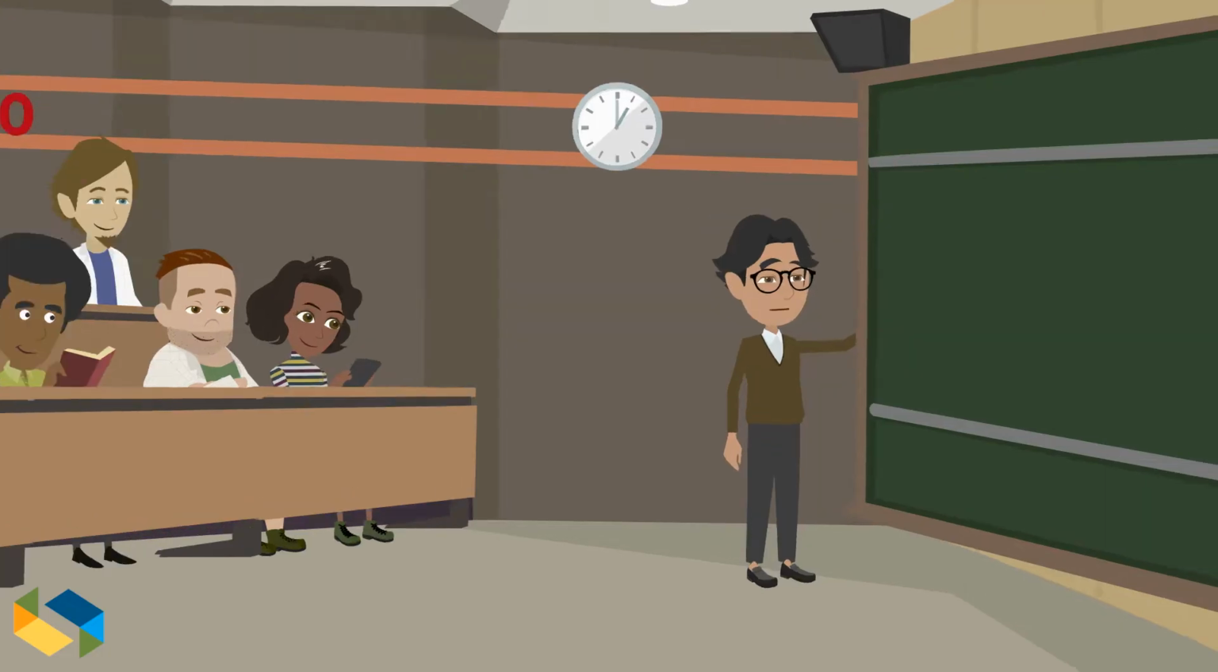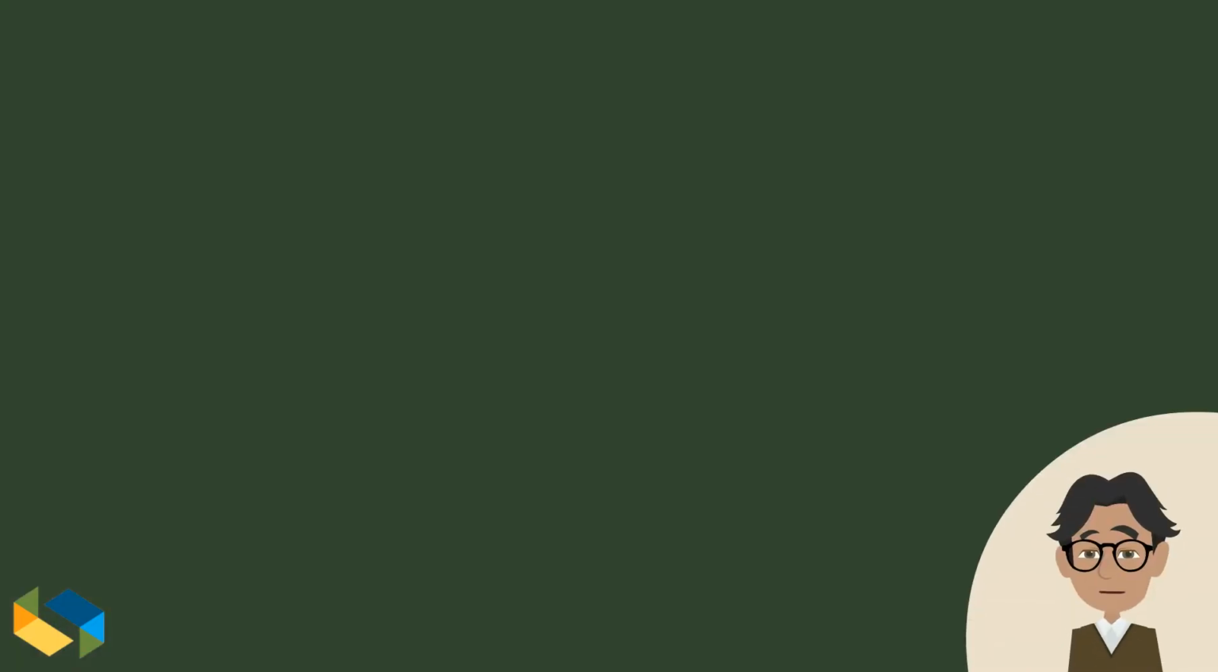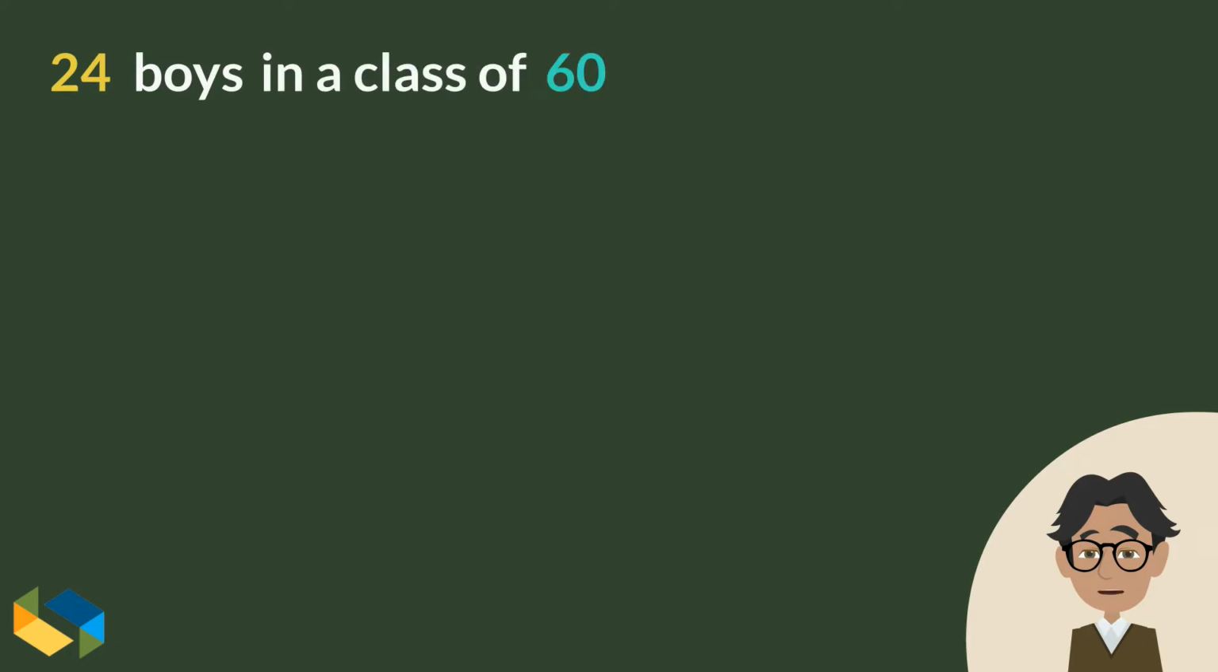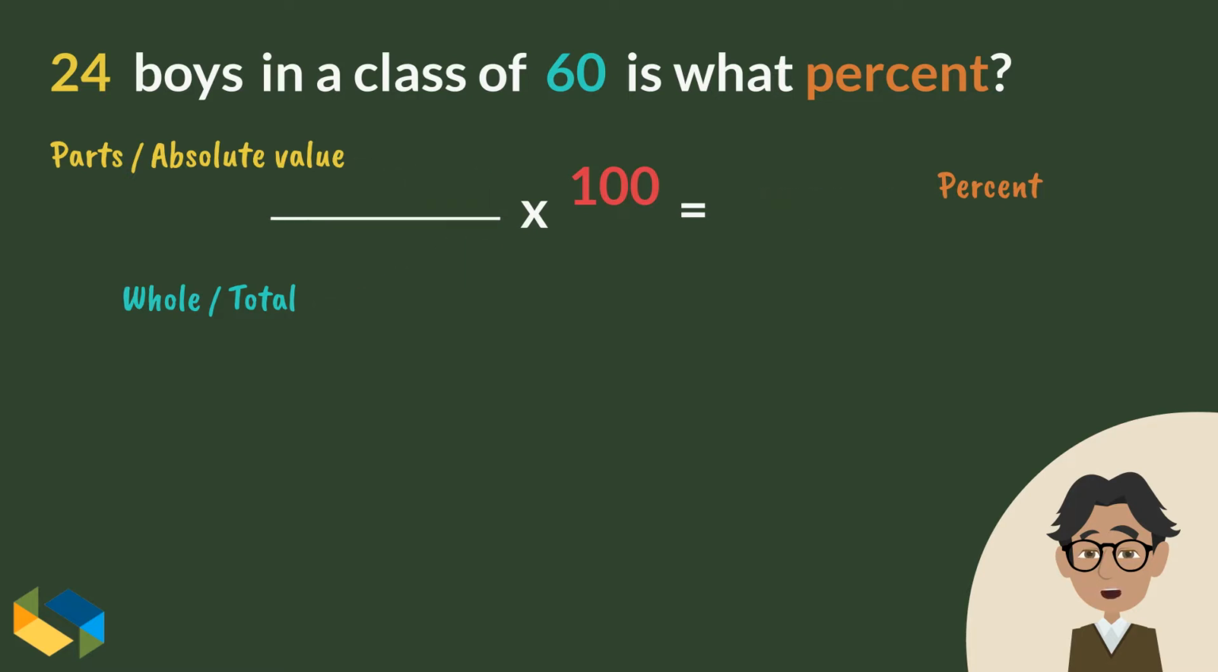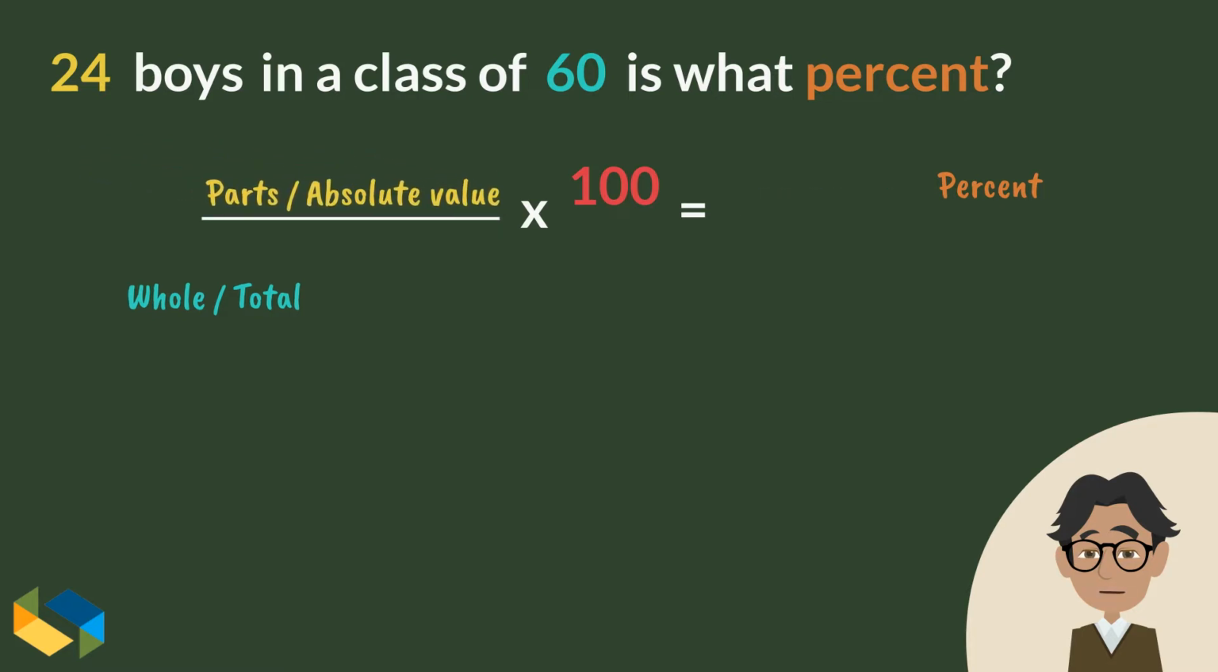For example, 24 boys in a class of 60 is simply written as a fraction first, 24 by 60, then multiplied by 100 to get the percent. That's the formula. You have the parts or the absolute value. You know the number of parts in the whole or the total. You can calculate the percent.